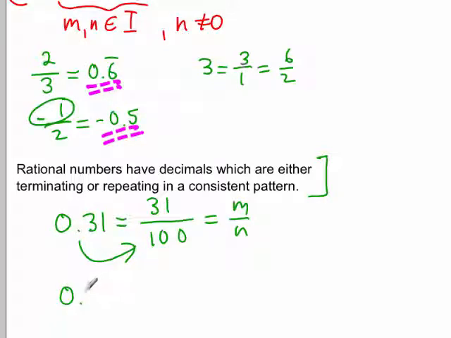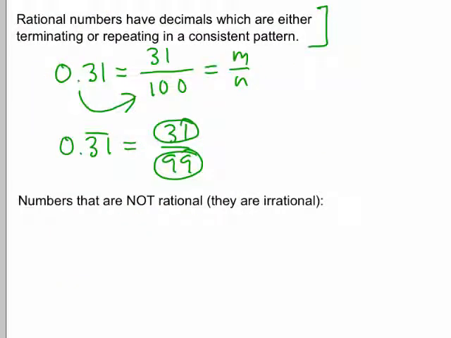Some of you probably know that if we have 0.313131 repeating, that can be written as 31 over 99. You can check that with your calculator. It can be written in the form m over n. It's a rational number. Alright, so we're saying that terminating or repeating decimals in a consistent pattern are rational. What numbers are not rational?